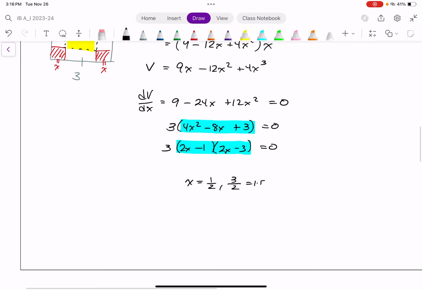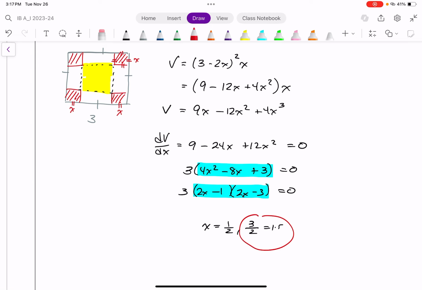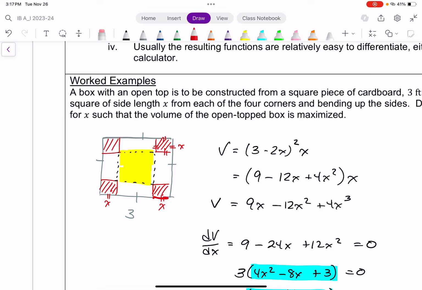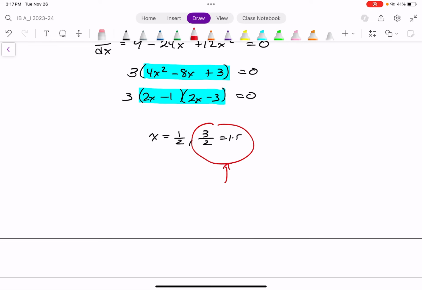Now let's look at these solutions. This one here, if x is 1.5 or 3/2, I could look at the second derivative and figure out if that's a max or a min, or I could just use common sense and look at my little visual here. If this distance from here to here is 1.5 and this distance is also 1.5, that means I have nothing left in between. I've cut out the entire box. There's no box left, which I can do, but I have no volume. So this leads to a minimum volume. So I don't care about that. This is what I care about. This is what's going to lead to the maximum volume.